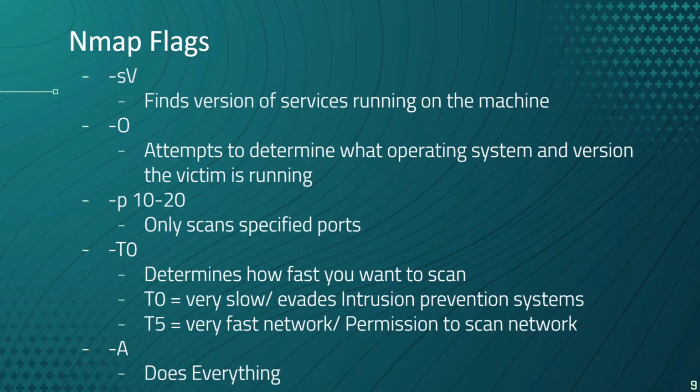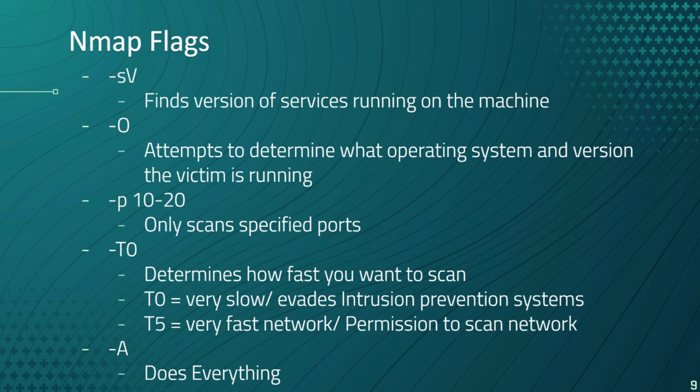Adding on to the types of scans, we also have different Nmap flags. So the first flag we're going to be covering is -sV, which attempts to find the service version information running on the machine. This is useful when trying to execute exploits that are specific to one service. We also have -O, which attempts to find the operating system and version that the victim's running. -p, in case you want to specify a certain amount of ports or specific ports.